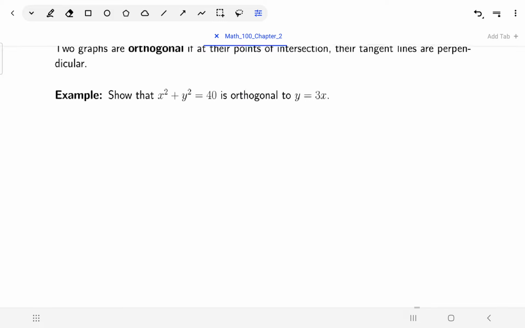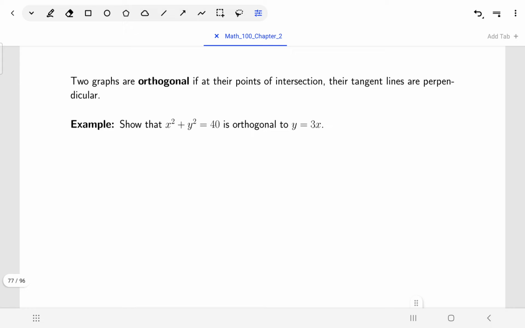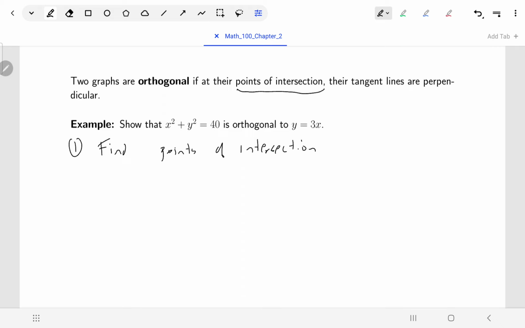Okay, so let's actually show this, though. If we want to show this, we need to show that at the points of intersection, the tangent lines are perpendicular. So our first thing is, where are the points of intersection? Here I've got one equation, x squared plus y squared equals 40, and the second equation, y equals 3x. So I'm going to substitute the second equation into the first one.